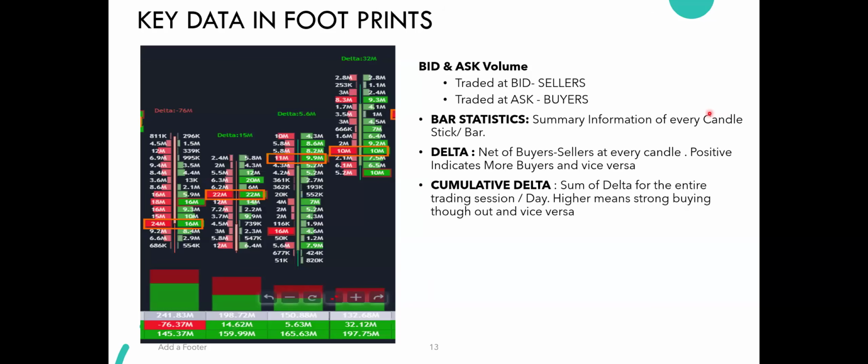Cumulative delta is a fantastic way of trying to understand order flow. If you're new to order flow and this much data is overwhelming and very difficult to understand and interpret, one of the best ways to start trading with order flow is cumulative delta. I have a very good video that I created on how to use cumulative delta. If you have time, just refer to that in the future and you'll love it.